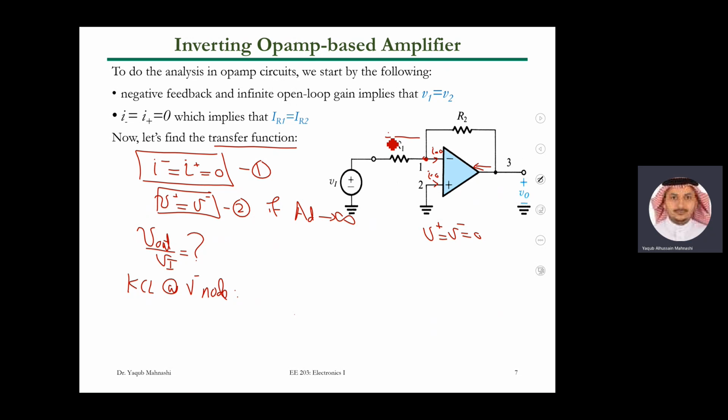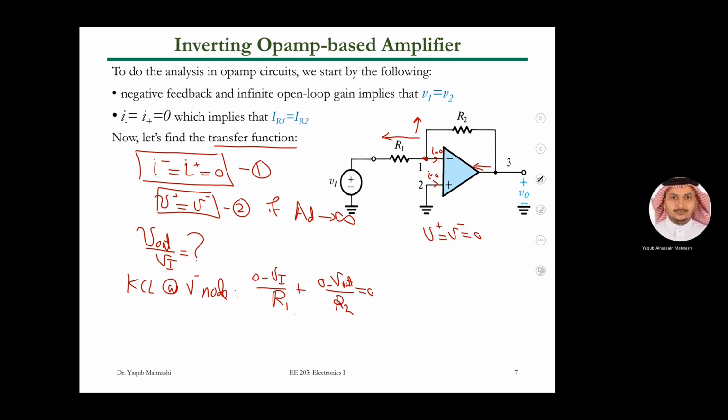Now I'm applying KCL, assuming the current is flowing out in all directions, that's fine, just an assumption. So I'm starting with 0 minus VI over R1, plus 0 minus V output over R2. Agree with that? Now you can have V output over R2 on one side, VI over R1 on the other side. So we have negative VI over R1 equals V out over R2.